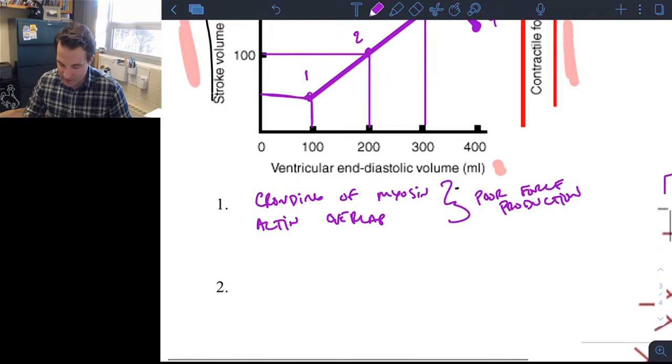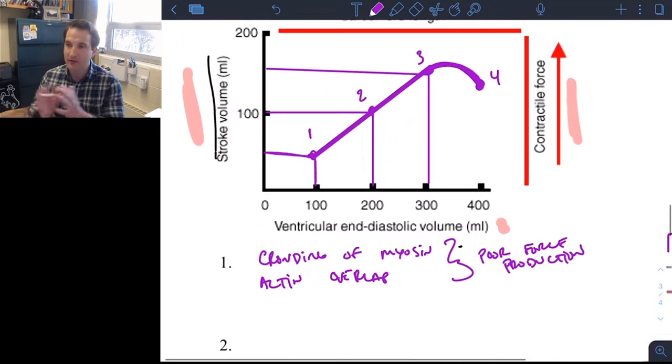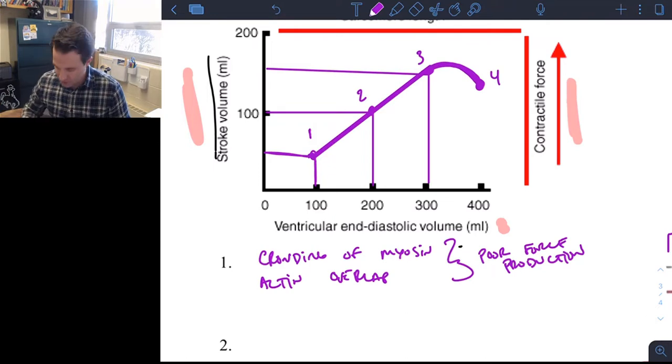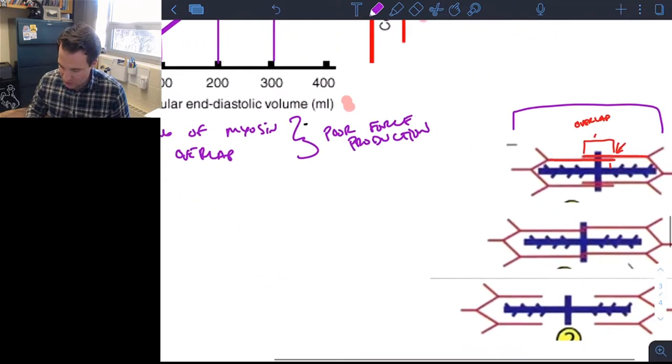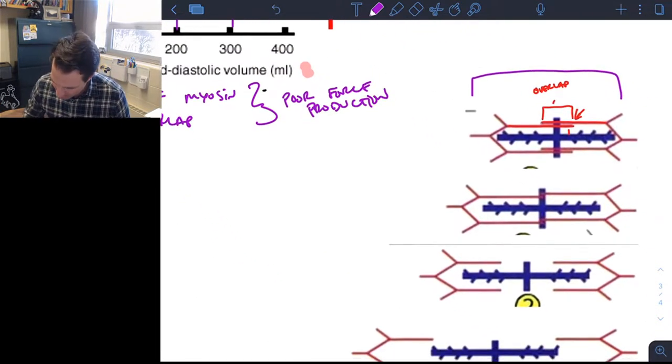Okay, well, let's move on to number 2. Point number 2, we have a larger end diastolic volume, more sarcomere stretching, greater stroke volume. What has changed in the sarcomere to allow that? Well, look, now our Z lines are further.